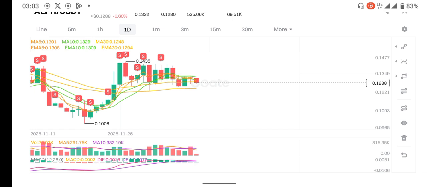1, 2, 3, up to 20. Okay, let's say 2 weeks. Within the last 2 weeks, we've been able to achieve this, our crest. A minimal point has been 0.1008, and our altitude has been 0.1435. Currently, we sit at 0.1288. So the price has been hovering around this particular range.